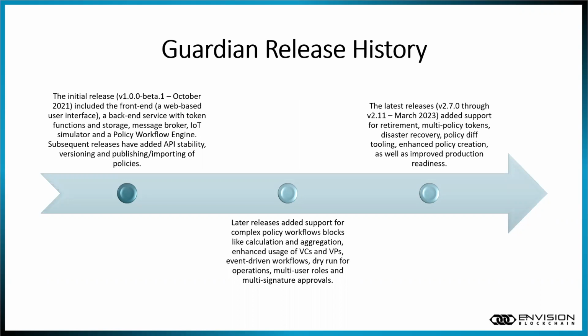Later releases added support for complex policy workflow blocks like calculation and aggregation, enhanced usage of VCs and VPs, event-driven workflows, dry run for operations, multi-user roles, and multi-signature approvals. And the latest version was released in March of 2023, which added support for retirement, multi-policy tokens, disaster recovery, the policy differentiation tool, enhanced policy creation, as well as improved production readiness.